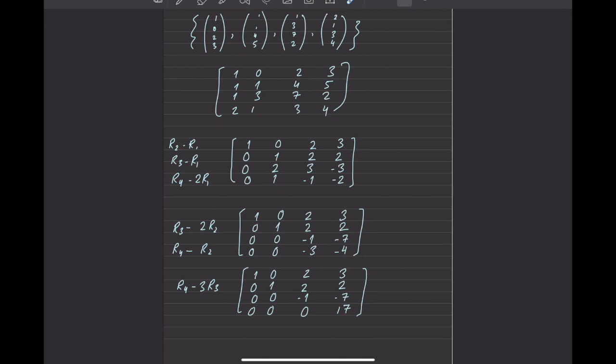But since I also know that it's a four-dimensional subspace and hence it spans the whole of V4, I could also have taken the bases as 1, 0, 0, 0; 0, 1, 0, 0; 0, 0, 1, 0; and 0, 0, 0, 1. So that's also something I could have done.